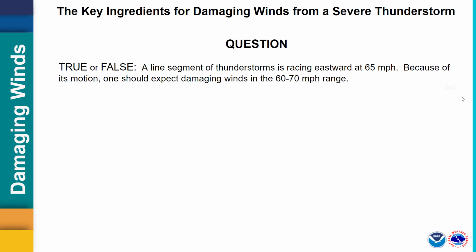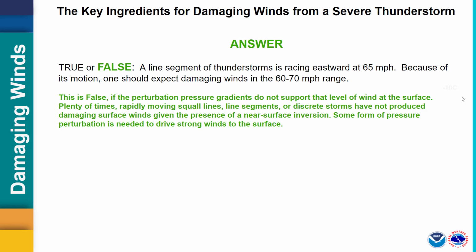Well, as given from the last slide, just because you have something that suggests damaging winds doesn't mean it actually will occur at surface level. So this is false if the pressure perturbations don't support that level of wind at the surface. Plenty of times, rapidly moving squall lines or line segments or even discrete storms have not produced damaging surface winds, likely given the presence of a near-surface inversion. Some form of pressure perturbation is needed to drive strong winds to the surface.